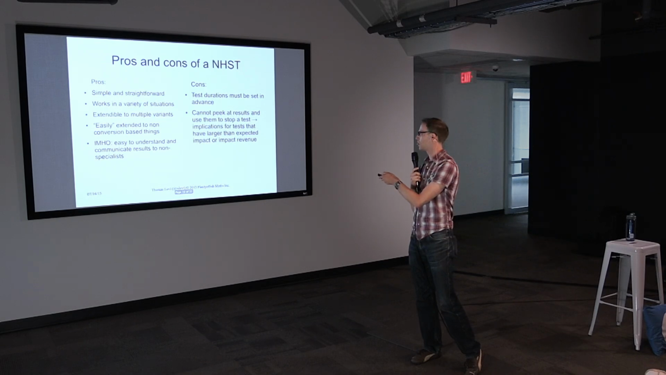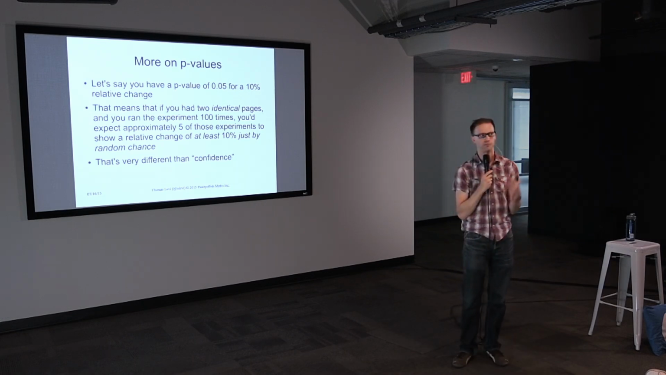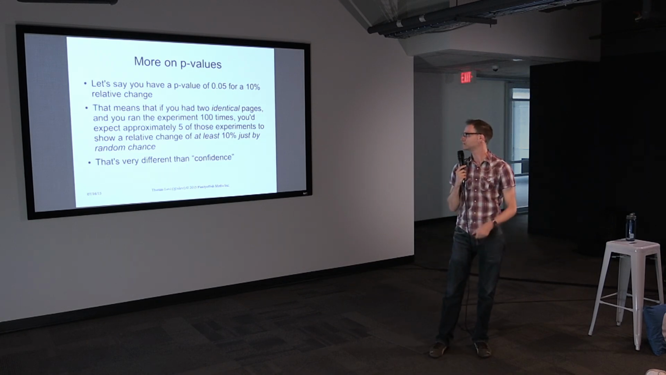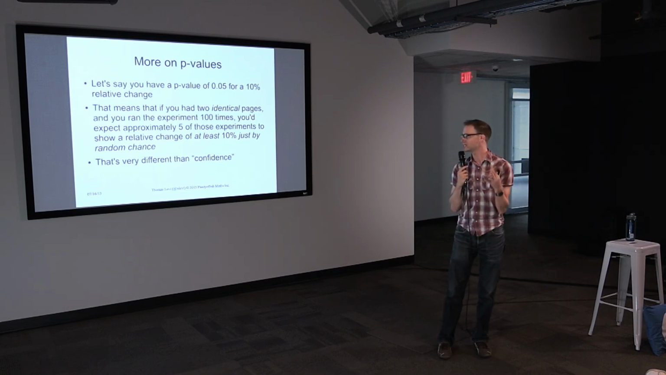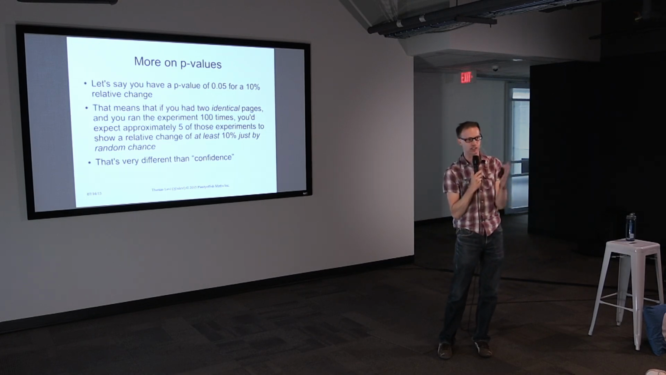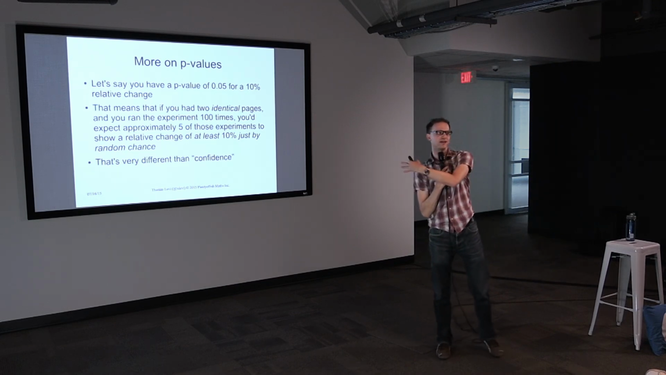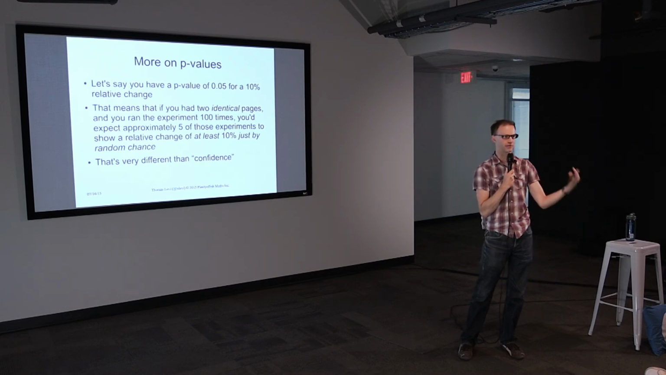So let me talk a little bit more about p-values just so you understand what's going on. Let's say we have a p-value of 0.05 for, I guess I picked a 10% relative change. What that means is, let's say I had two identical pages. If I just ran 100 experiments with the necessary sample size, we basically expect 5 of them to show a change at least as large as 10%. Some might show 15 or 20 or something like that. And you can see when you express it that way, that is not a confidence interval or a probability or anything like that. So it's important to understand that, and for your business or whatever decision you're making, to understand that that's the risk you're taking.